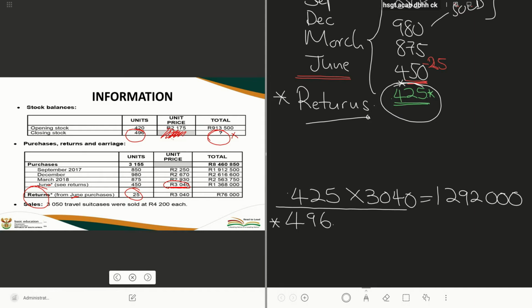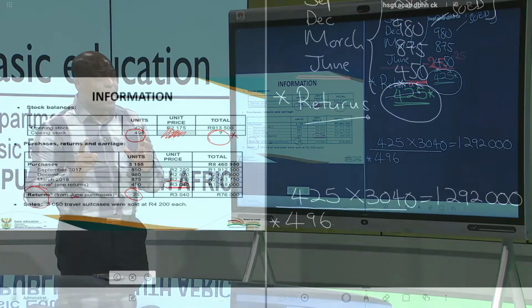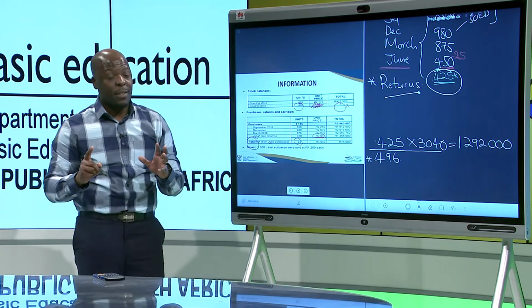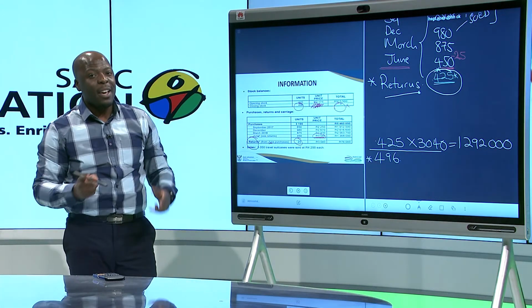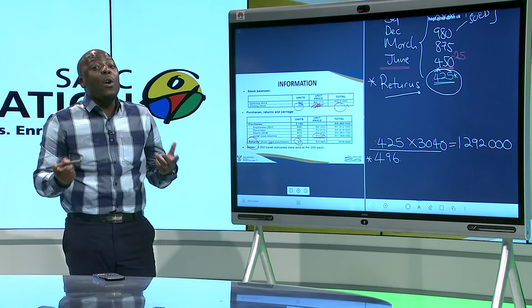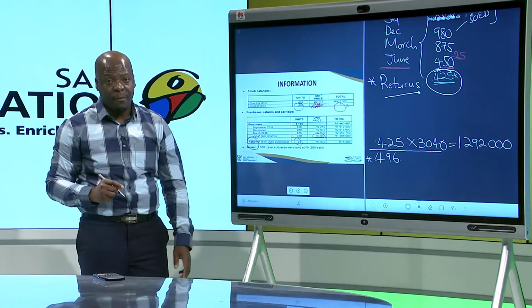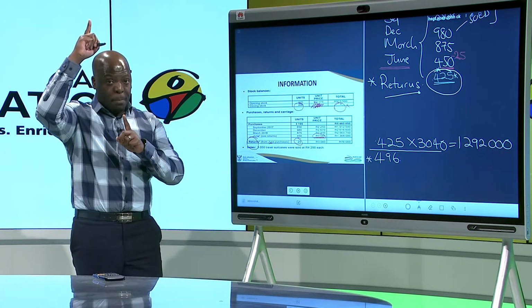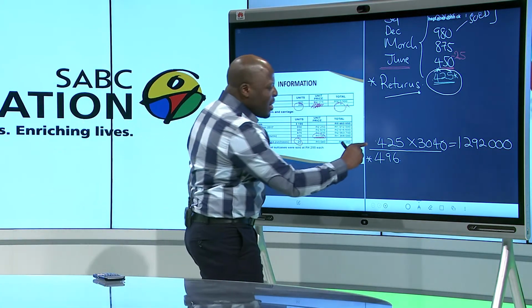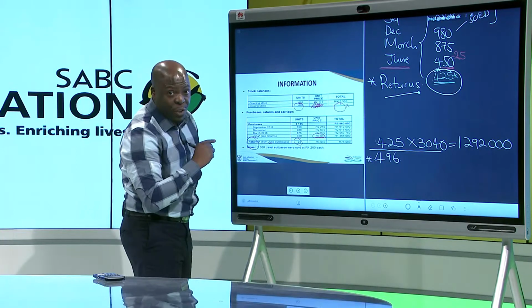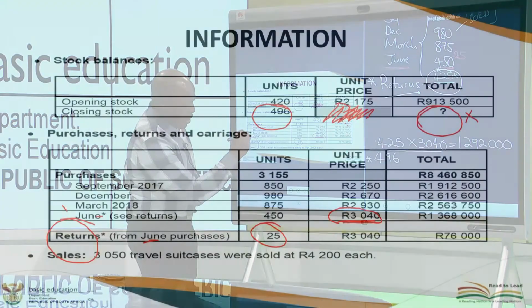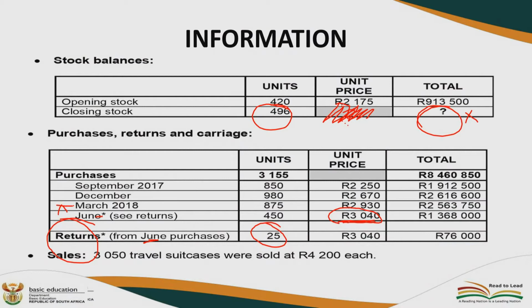1,292,000. But remember, boys and girls, we need to have how many units? We need to have 496 units. So far, how many do we have? In the month of June, we could only get 425. Bottom up. So you look up. What is the month that comes after the month of June? That would be the month of March.